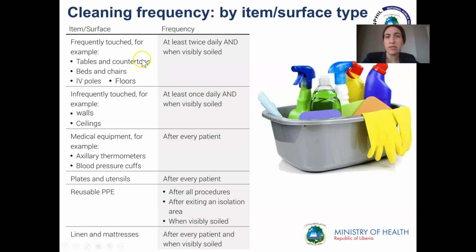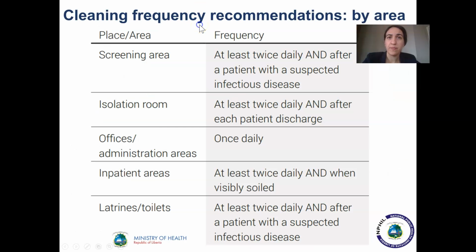The frequency of cleaning surfaces in a particular area or department depends on how frequently or infrequently they are touched, and on the amount of body fluid contaminating the surfaces. Frequently touched surfaces, or high-touch areas such as tables, countertops, IV poles, beds, chairs, and floors, should be cleaned at least twice a day and when visibly soiled. Infrequently touched, or low-touch areas, such as walls and ceilings, should be cleaned once a day and when visibly soiled.